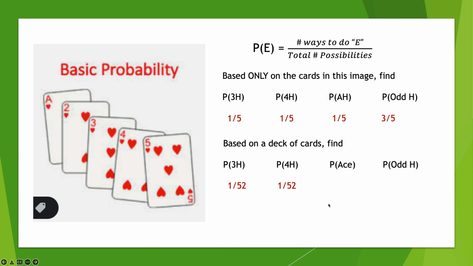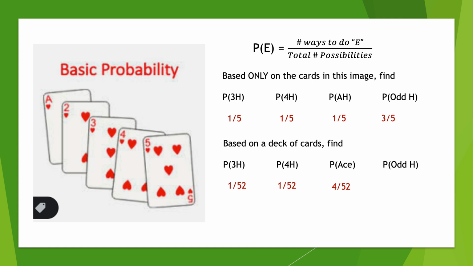What about a Four of Hearts? Likewise, 1 out of 52. What about an ace? Now, not just the Ace of Hearts, any old ace. Well, there's an Ace of Hearts, an Ace of Diamonds, an Ace of Clubs, and an Ace of Spades. So that's 4 different aces in a deck. So that's 4 out of 52.